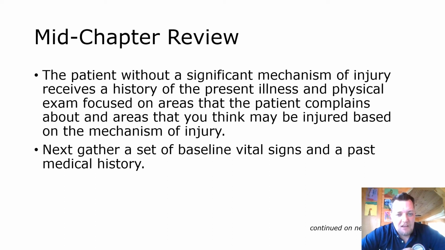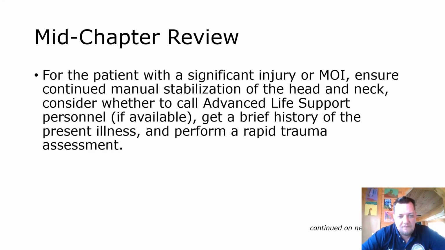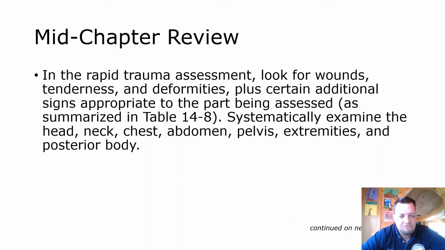So mid-chapter review. The patient without a significant mechanism of injury receives a history of the present illness and physical exam focused on areas that the patient complains about and areas that you think may be injured based on the mechanism of injury. Gather a set of vitals and a past medical history. So for the patient who has a significant injury or mechanism of injury, ensure that you continue your manual stabilization, consider advanced life support, get a brief history of present illness, and perform a rapid trauma exam.